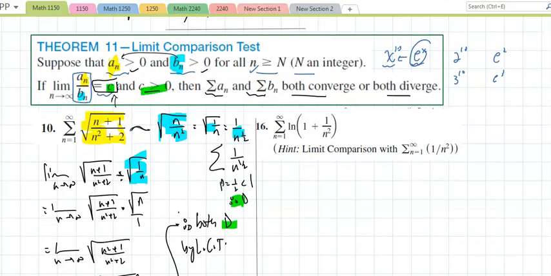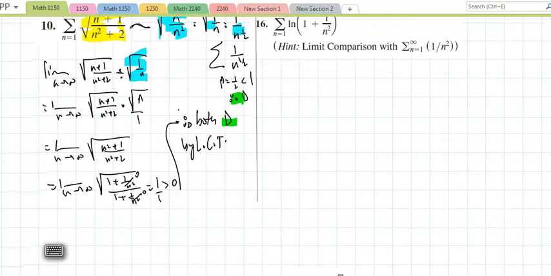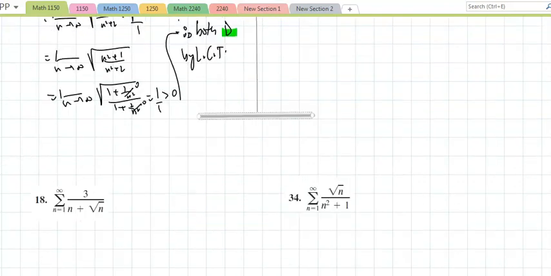I'll come back to 16 in a minute. I want to go to the next problem. Again, I'll come back to 16. Just give me 1 second.